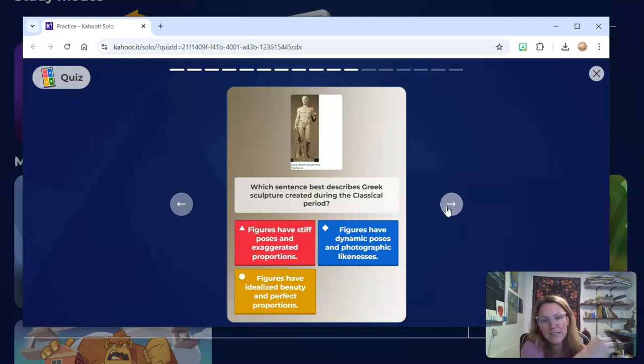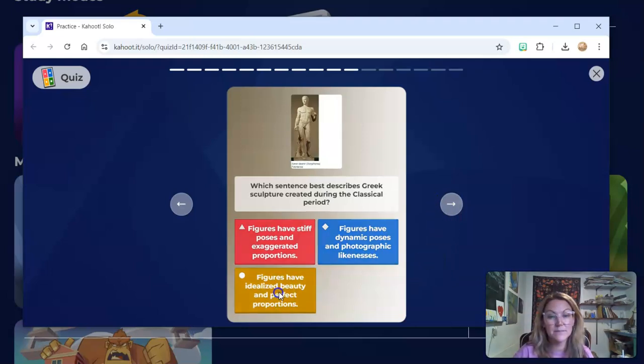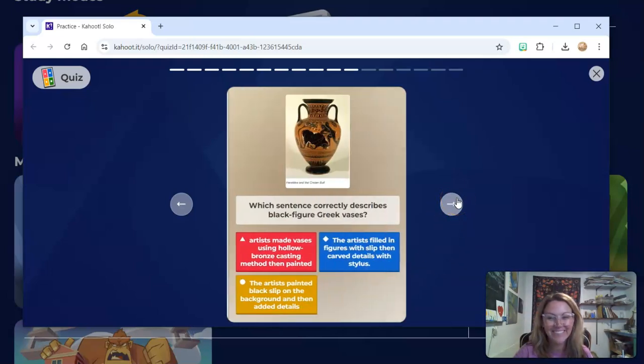Which sentence best describes Greek sculpture created during the classical period? So Greek sculpture created during the classical period had figures with idealized beauty and perfect proportions.